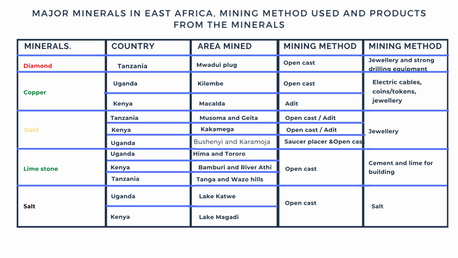Limestone, we see it in Uganda, Kenya, and Tanzania. In Uganda it's mined in Hoima and Tororo. In Kenya, we see Bamburi and River Athi. In Tanzania, we see Tanga and Wazo Hills. The method there is opencast, and the usage is cement and lime for building.